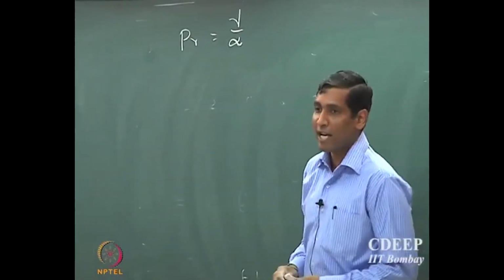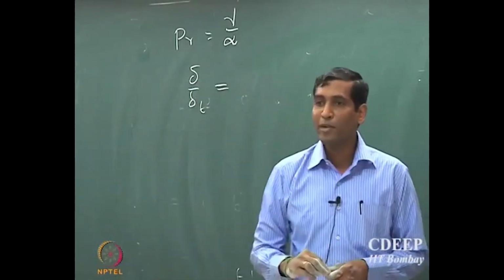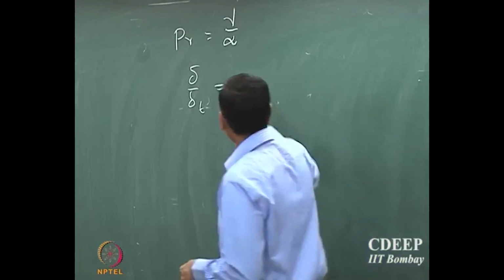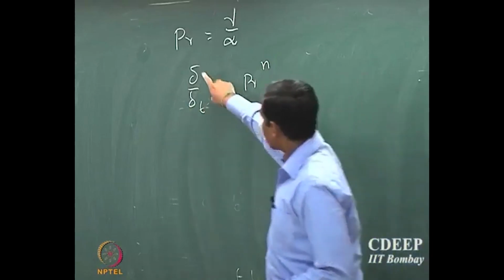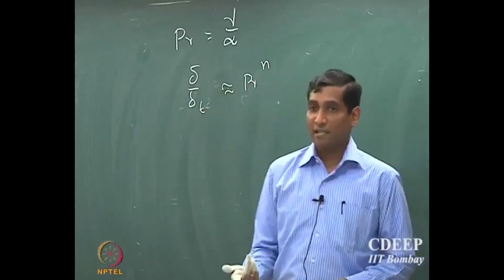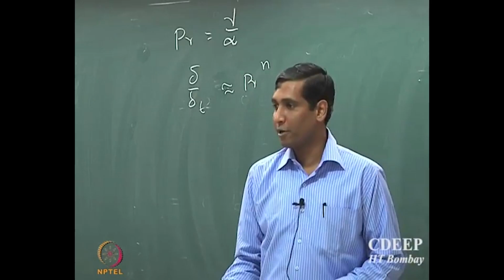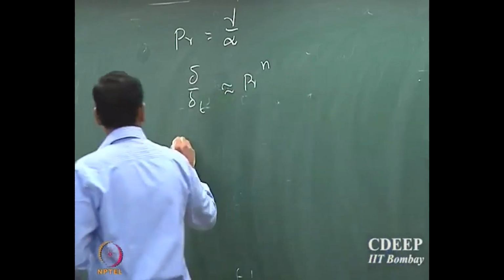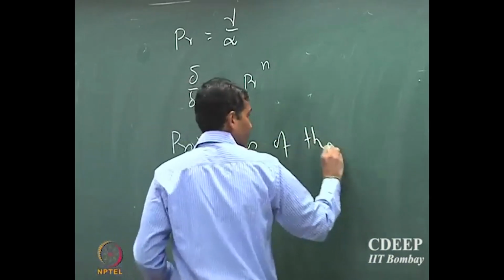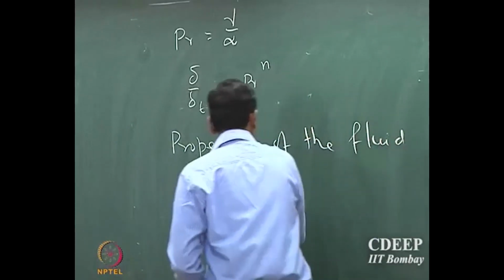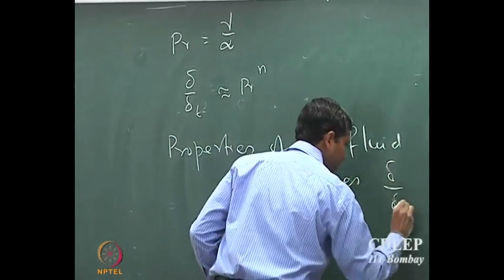So note that we also said that delta by delta t, which is the ratio of the momentum boundary layer thickness to the thermal boundary layer thickness, scales as Prandtl number to the power of n. So the boundary layer thickness that you are going to get, the momentum and the thermal boundary layer thickness, is now going to be dependent on the properties of the fluid. So the properties of the fluid dictate delta by delta t, right.